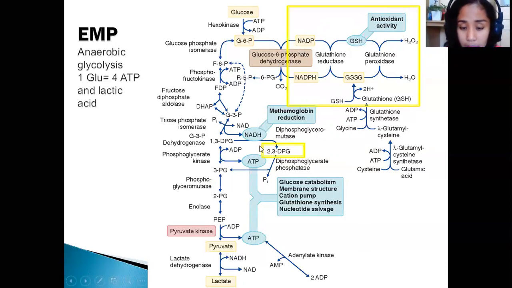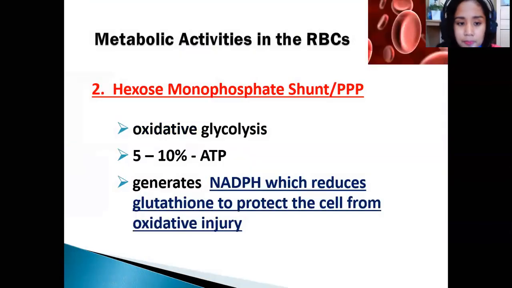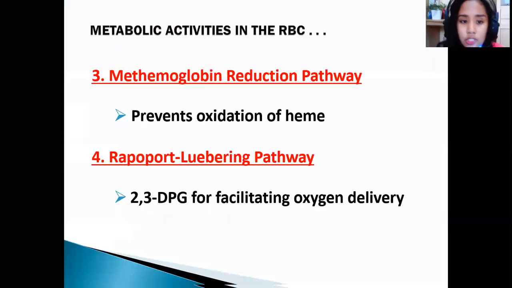Itong maliit na binilugan ko dito, this is your 2,3-DPG or in some books 2,3-BPG. So, this can go through your Rappaport-Luebering shunt. Basic. At meron tayong methemoglobin reduction. So, this pathway can proceed to the reduction of iron para maging ferrous state. And hexose monophosphate shunt. So it will generate NADPH which reduces glutathione to protect the cell from oxidative injury.